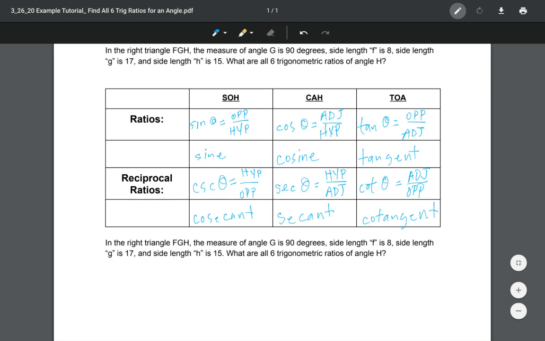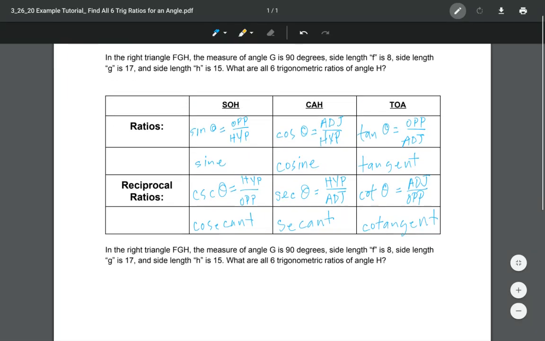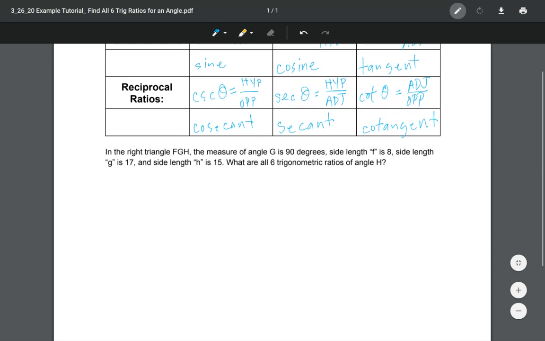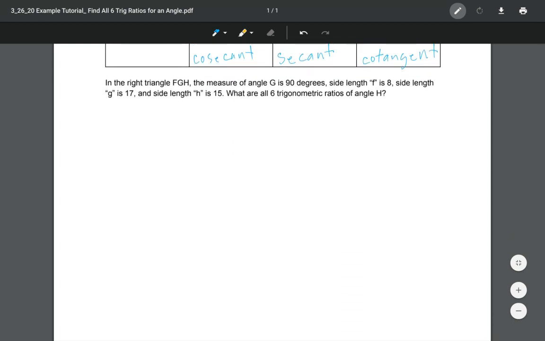So that chart, if you want to recreate that in your notes, gives you a little bit of the basics on each of the 6 ratios. Now, I just copied the problem so I can scroll down for us and we can look at this example together. So for the problem they gave us, I'm going to start by drawing the right triangle. The first thing I'm going to look through: I know FGH are my angles for the triangle. The measure of angle G is 90 degrees. So my 90 degree angle is G.